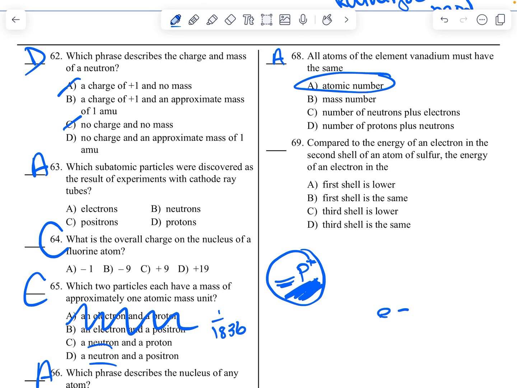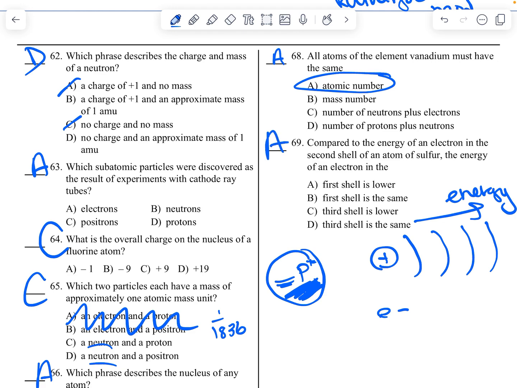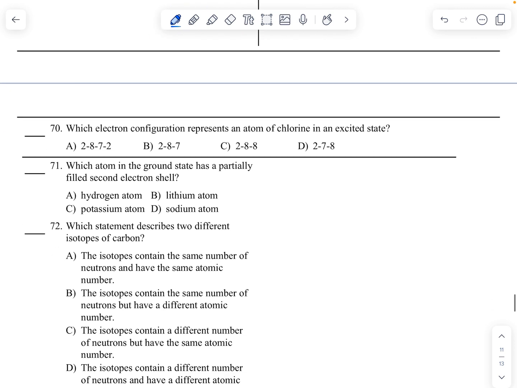All right, so in your electron shells, as you go further and further away, energy is increasing. So compared to an electron in the second shell, the first shell is lower, yes, because the third shell will be higher. They would not be the same.